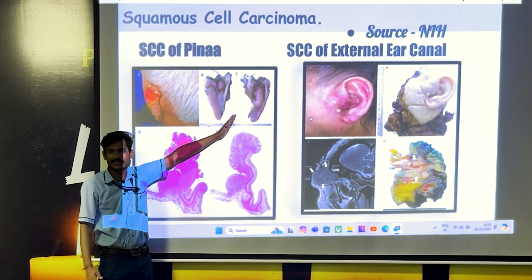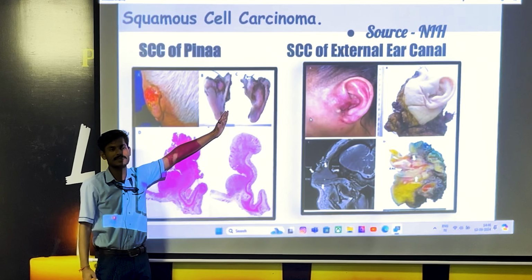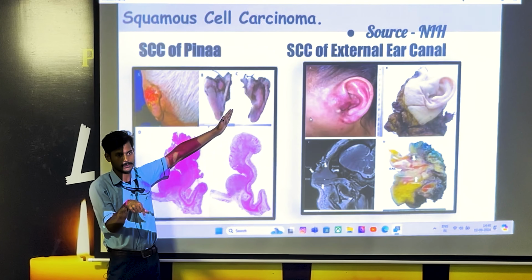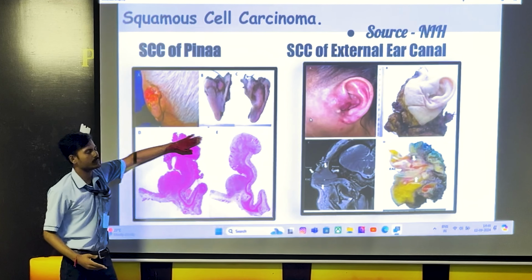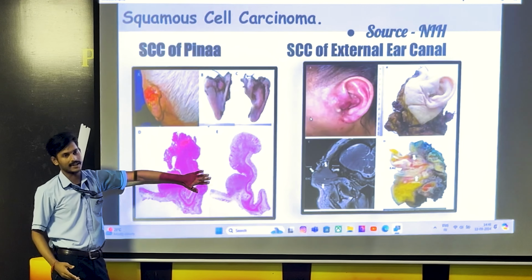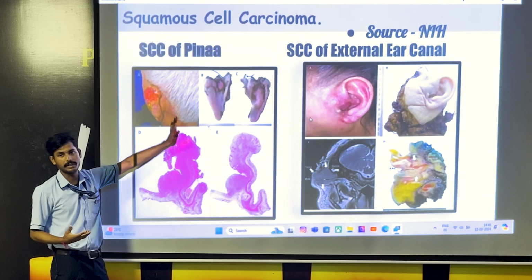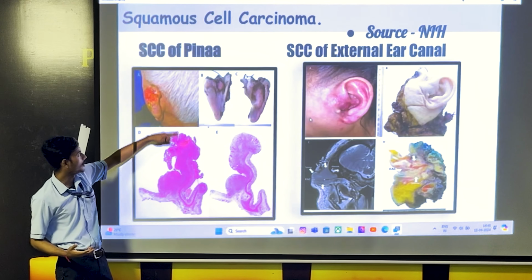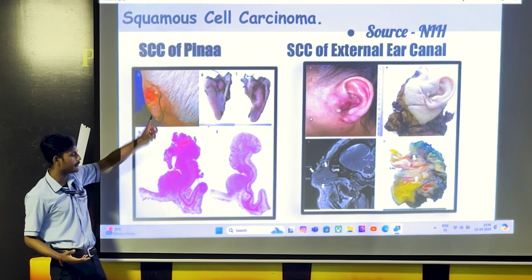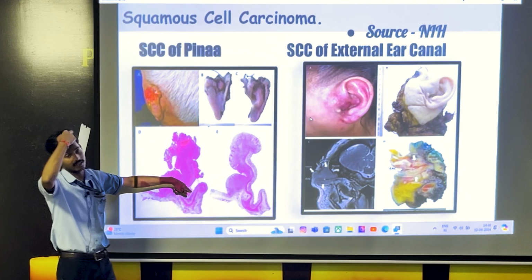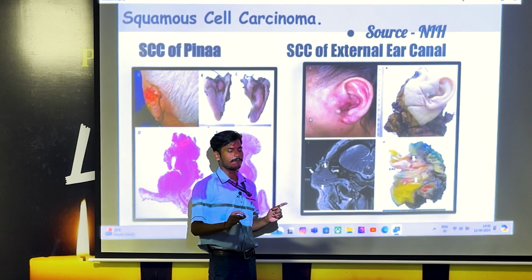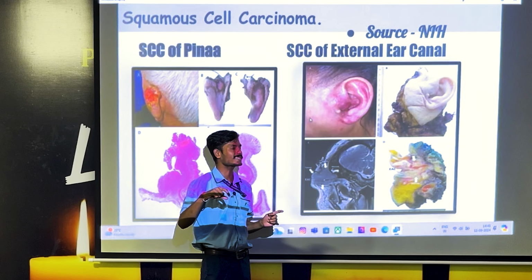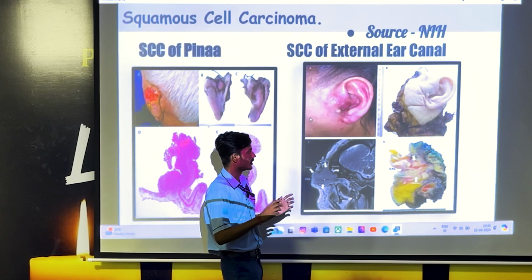This is a cut section of the ear for the measurement, called a pinnectomy. This is basically a 3D image of the pinna. This is the cut section, this is the original image, and this is the 3D image, or fluorescent CT scan or MRI, with dyes and color.